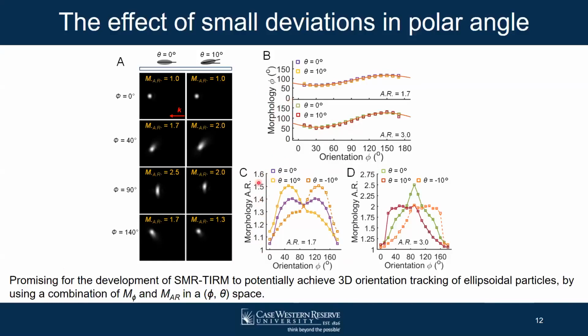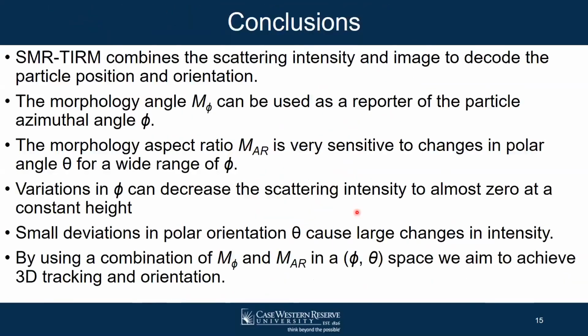Okay, so in conclusion, I've described how SMRTIRM combines scattering intensity and image analysis to decode the particle position and orientation. The morphology angle and the morphology aspect ratio are really the recorders of the azimuthal angle and polar angle, respectively. Variations in the azimuthal angle can decrease scattering intensity to almost 0 at constant height, while small deviations in the polar orientation also can cause large changes in intensity. So really, what we've done here is we've set up the machinery such that by combining the morphology angle and morphology aspect ratio, we can achieve 3D positional tracking and orientational tracking of a colloidal ellipsoid.